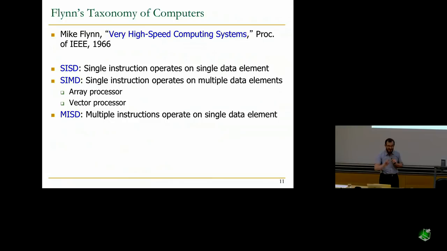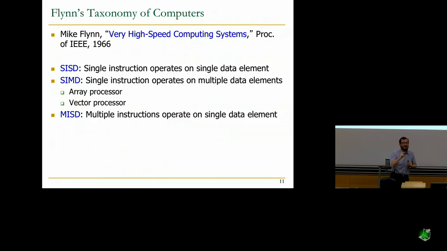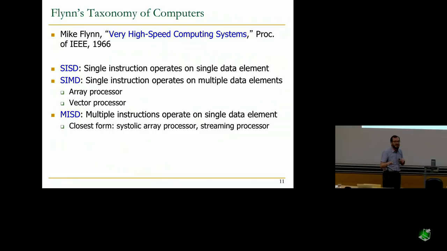MISD is kind of an interesting one. Multiple instructions operating on a single data element. Basically, you're feeding a single data element, and it gets operated on by multiple instructions. Maybe the first instruction transforms it to something, the next instruction transforms it to something else, and those instructions are supplied at once. And we will see examples of this, actually. The closest form of this is really a systolic array processor. We may not understand this right now, but systolic arrays were developed as early as the 1970s, and they're being used right now, again, for machine learning acceleration. And we will see why this makes sense. Some of these are also called streaming processors, and this will be important when we get to it.